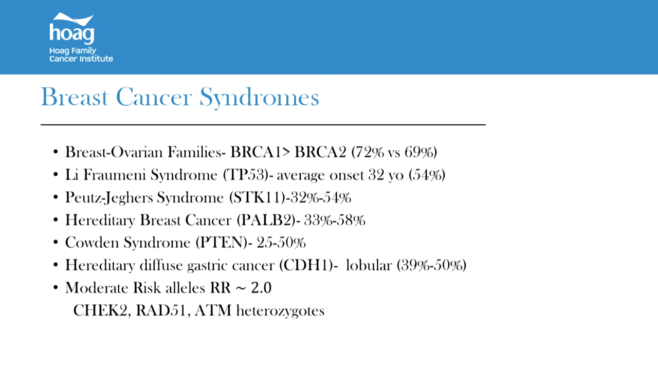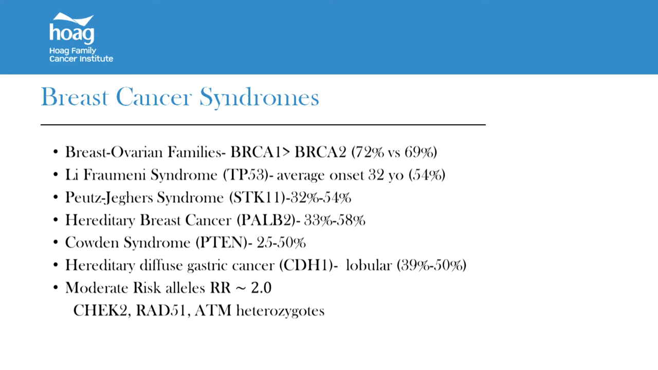So when we think of breast cancer and the syndromes that are associated with it, we have various high-risk alleles that we find. For instance, your BRCA1 and 2, which is your hereditary breast and ovarian cancer syndrome. We know that BRCA1 has more of a lifetime risk of 72% versus 69% in BRCA2 for breast cancer lifetime risk. That risk has changed over time with the number of studies that have been done. And so it looks like they're becoming pretty much equal, but BRCA1 is still ahead in that aspect.